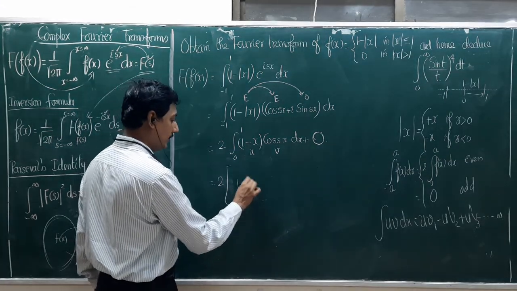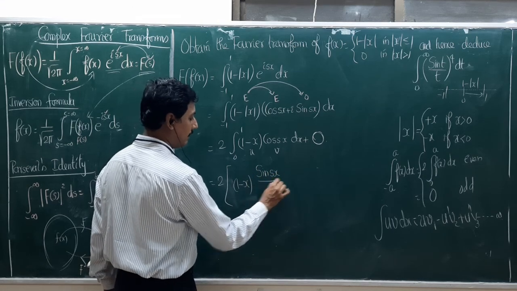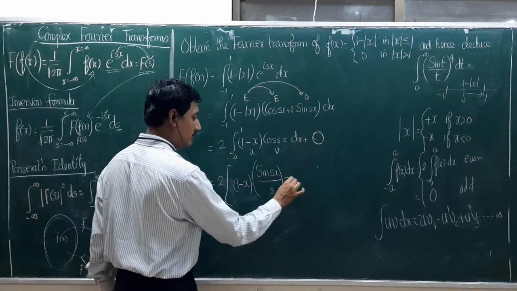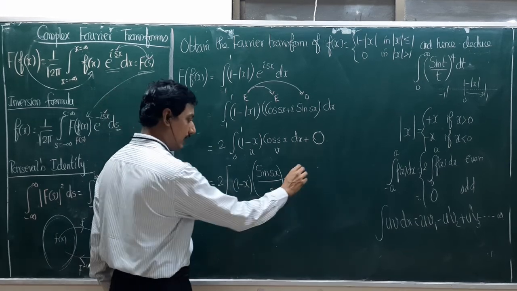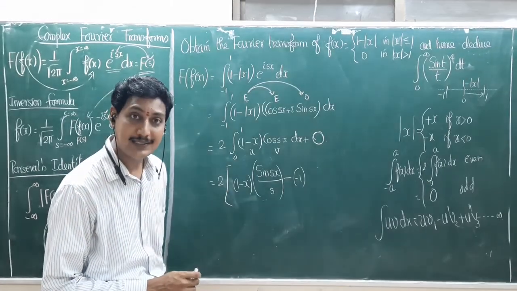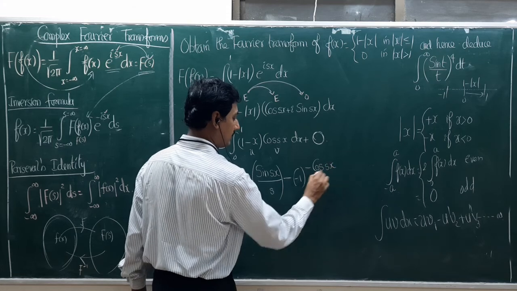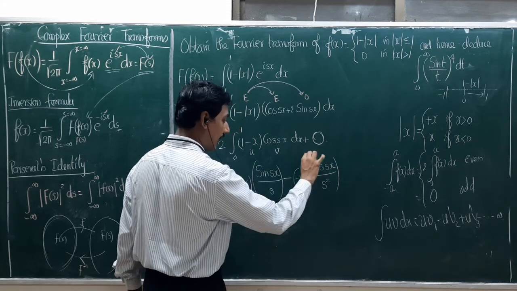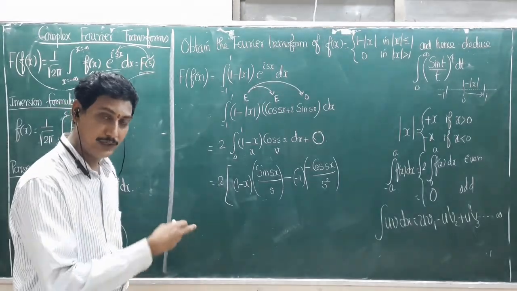So, 1 minus x is u, v1 is the integral of cos sx, which is sin sx by s. Minus, by the formula, 1 minus x differentiated with respect to x gives minus 1, and the integral of sin sx is minus cos sx. So minus cos sx by s square, because we already have one more s here. One more time integrating with respect to x, we get one more s, so s and s square.